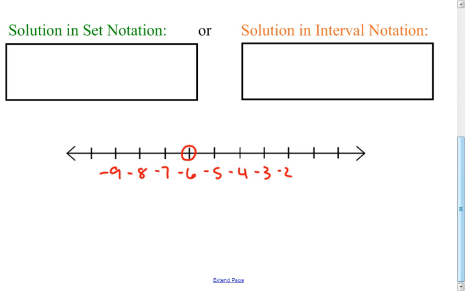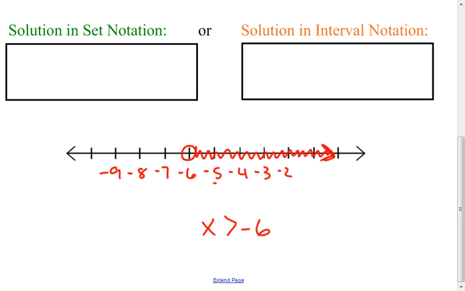Then again, my solution looked like that: x was greater than negative 6. So that's how you would read this. I need to shade all the numbers that are bigger than negative 6. That's what that's telling me to do. So in order to shade all the numbers that are bigger than negative 6, I'm going to go this direction from negative 6. These are the numbers that are bigger than negative 6.